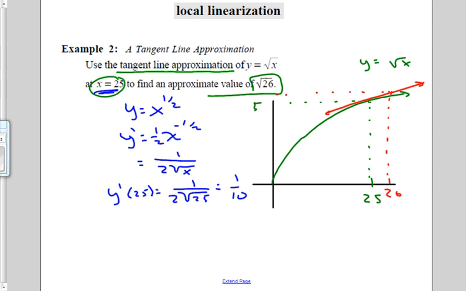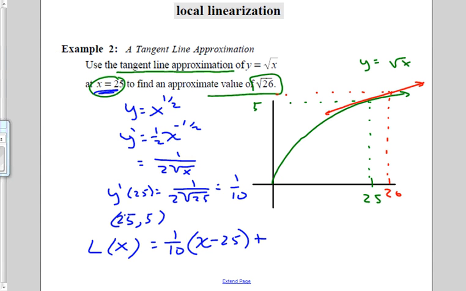Great. And I know that we're talking about the point 25 comma 5. So the local linearization would be my y value. Well, I'm going to write it the way that I've been doing it. So the slope, which is 1 over 10, that's what we found here, times x minus 25, where this is my x value, plus my y value. That's the equation for a line.